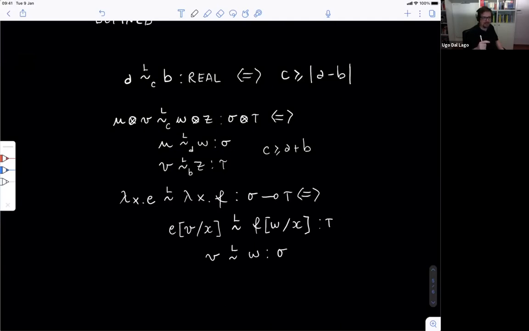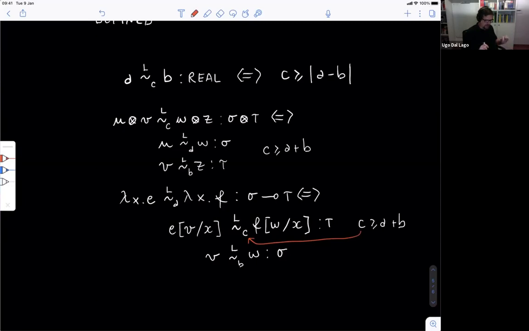But again, what happens to the actual distances? If you want these two functions to be at a certain distance A, you want the two computations resulting from the substitution of v and w into the two bodies to be at a distance C. And look, C again must be greater than A plus B. But look, the C here is the one on the right-hand side of the double implication.